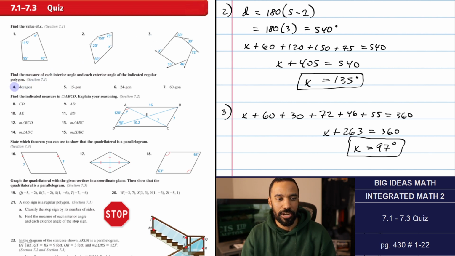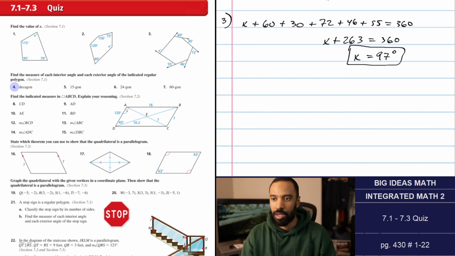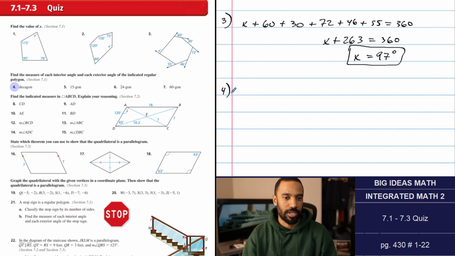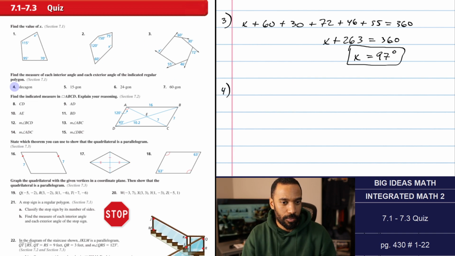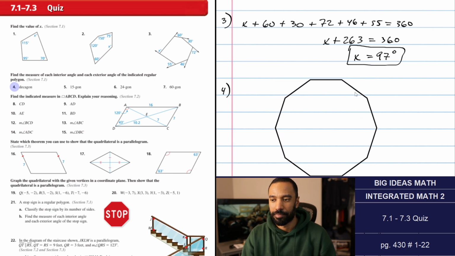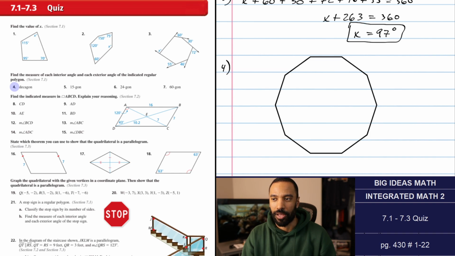Find the measure of each interior angle and each exterior angle of the indicated regular polygon. Now, a regular polygon has all congruent sides and angles, unlike those other ones right here, which were irregular. A regular decagon would look like this. I mean, literally, I'm able to make the shape with this tool here. So regular decagon, that is a 10-sided shape. It'll look like that. All sides congruent, all angles congruent.